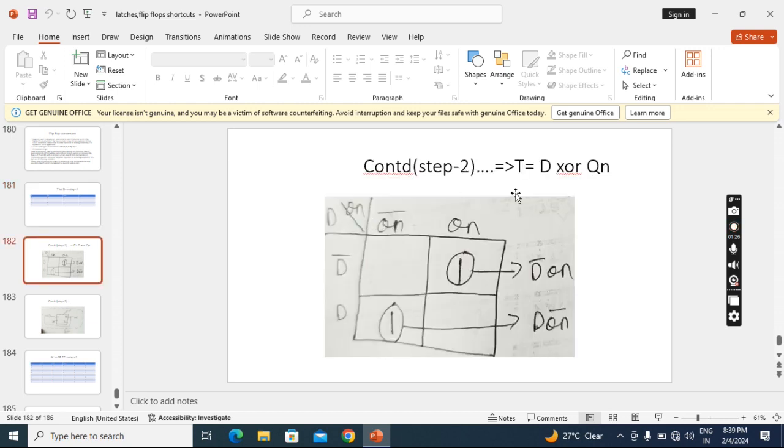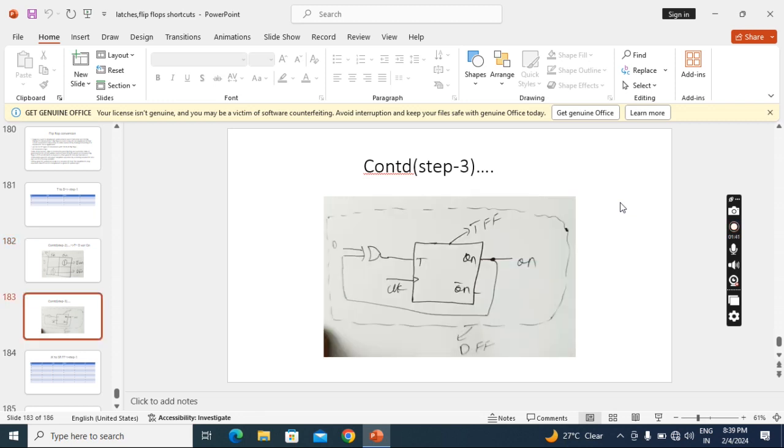See, this is the simplified equation for T. What is the T value? D XOR Qn. It means D bar Qn plus D Qn bar. This is the second step. Now in the third step, what do we have to do? We have to take the given flip-flop symbol. What is the given flip-flop? T. It will contain T, clock, Qn, Qn bar. I told we have to assume the present state and its bar as outputs of the given flip-flop.